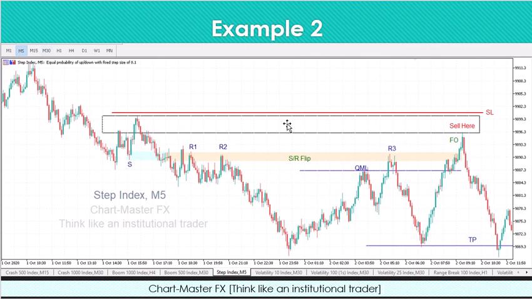So let's go to example number 2 here, guys. We're on Step Index M5 once more. Guys, you can see here with an MPL. This is our MPL. As we have our MPL, you can see here that we had a support, and this support actually turned to resistance, and this flip zone, you can see it extends to this area.